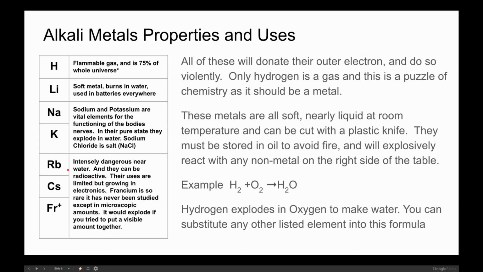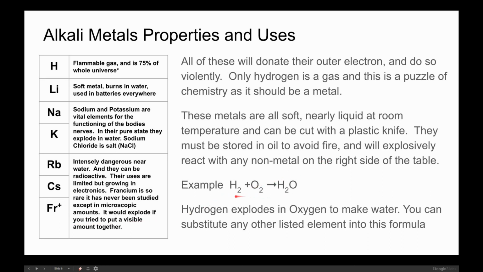They can be radioactive. They're highly toxic. Francium is so rare, it has never been studied except in microscopic amounts. They figure it's so unstable that if you put together a piece not much bigger than a chewing gum chiclet, that it would explode on its own. So nobody on planet Earth has ever held francium.